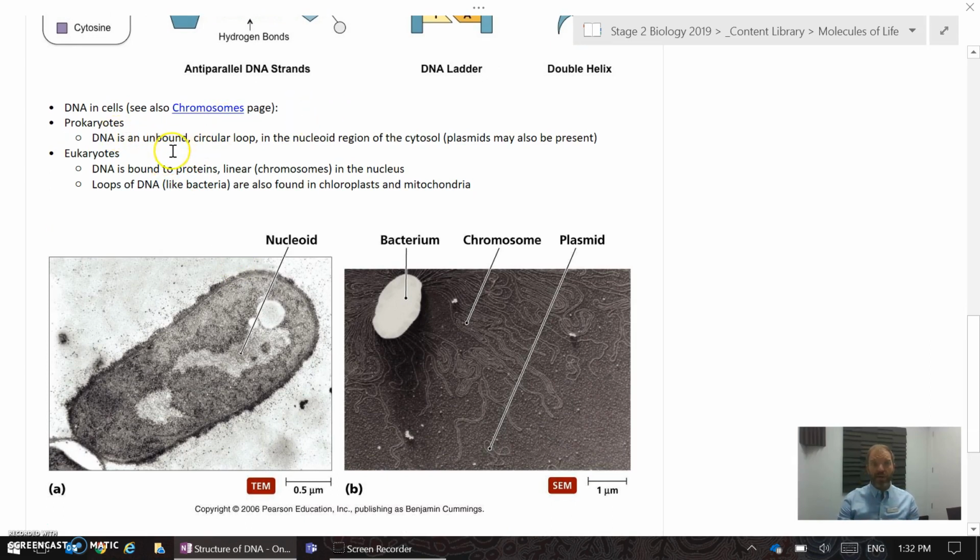So on a larger scale, DNA in cells, which we can also see on the chromosomes page. In prokaryotes, it's an unbound loop of DNA in the nucleoid region. So here's a prokaryotic cell, it doesn't have a nucleus, but the DNA tends to be all clustered together in this nucleoid region. If we burst open that bacterium, you can see here's the DNA that's spilled out, using a scanning electron microscope. This is a transmission electron microscope looking through that cell. There's also some small little loops of DNA like you see here, and that's called a plasmid. So a bacterial cell will have one big chromosome of DNA, but also perhaps some little loops called plasmids.